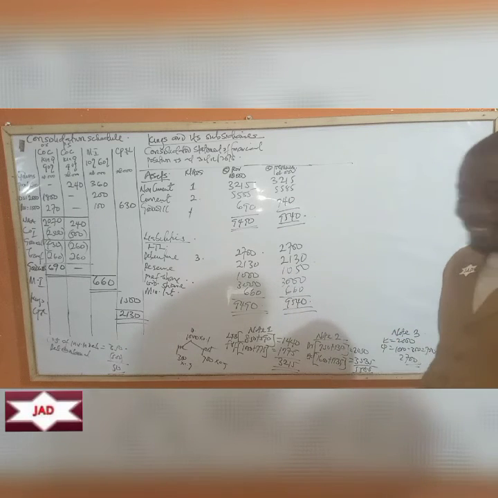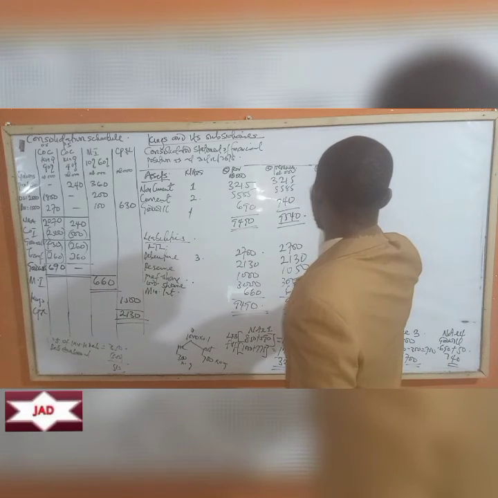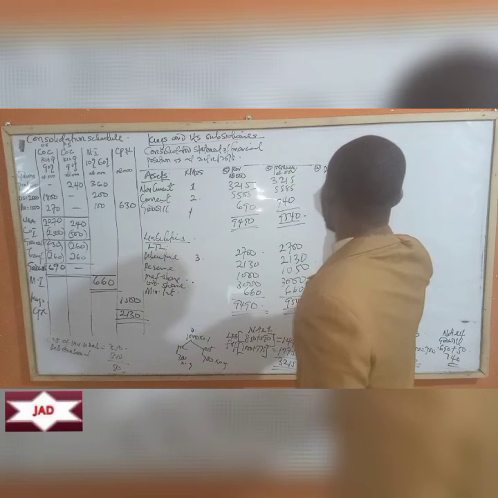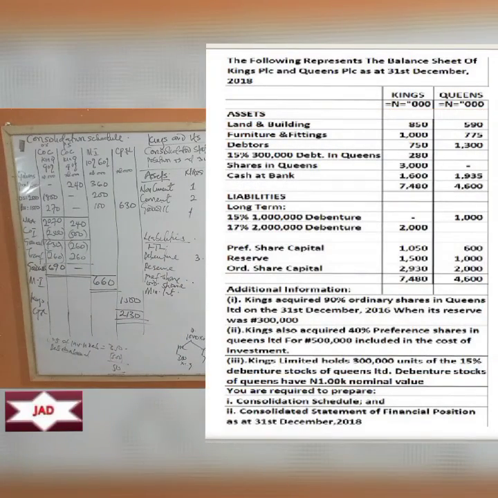So let's take another question to help us understand at discount. So let's put that here at discount. So let's look at the question. The balance sheet of King's PLC and Queen's PLC at 2018. Asset, we have done a bit. So it's the same thing, but they've changed the investment in debenture to 280. Remember, nominal value is 1 naira.